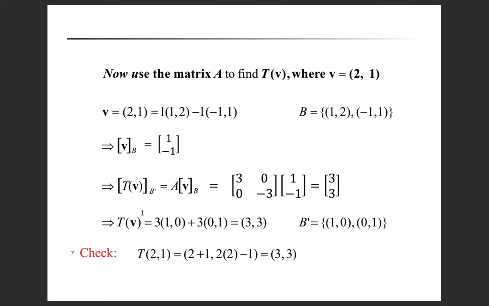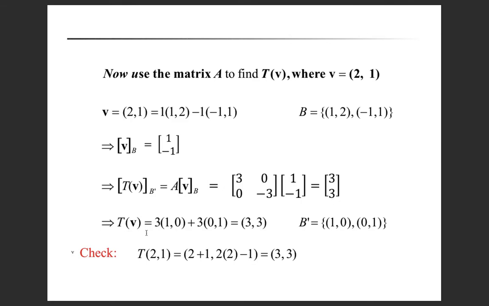Therefore, TV relative to B dash is equal to A times VB. A we have calculated to be (3, 0), (0, minus 3). VB we have calculated (1, minus 1). If we multiply these two matrices by normal multiplication of matrices, 3 into 1, 0 into minus 1, this is 3 here. Then 0 into 1, minus 3 into minus 1, we have 3 here. So this is (3, 3). This is the column matrix of order 2 by 1.